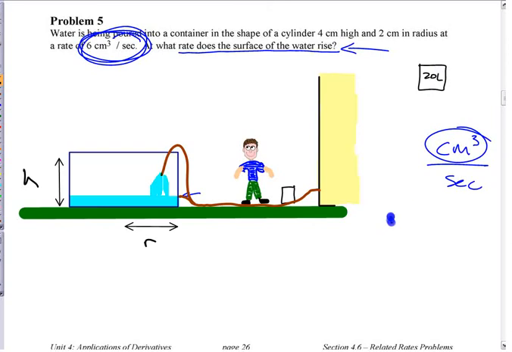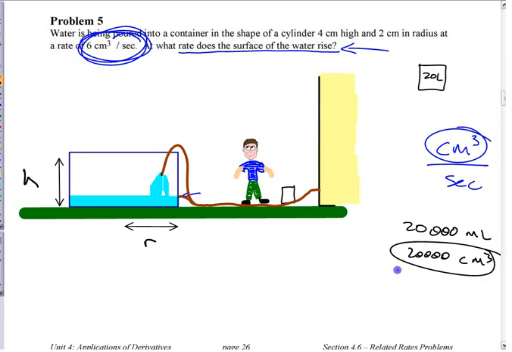20 liters, how many cubic centimeters? How many cubic centimeters in a liter? Those little cubes, cubic centimeters. A liter is like a block that's 10 by 10 by 10. There's 1,000, right? A milliliter is a cubic centimeter. 20 liters is 20,000 milliliters, right? Or 20,000 cubic centimeters. Anyway, so you have this thing, it's that much.